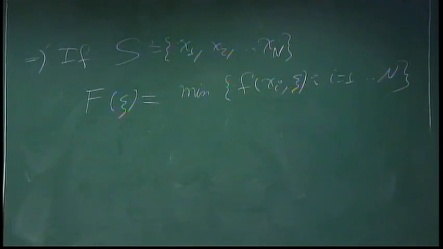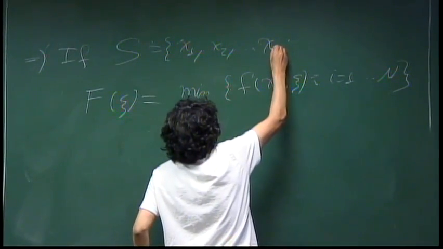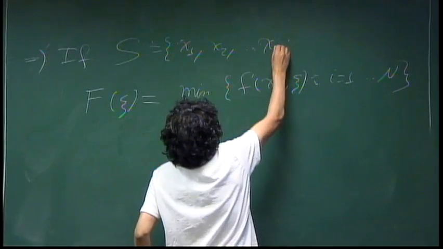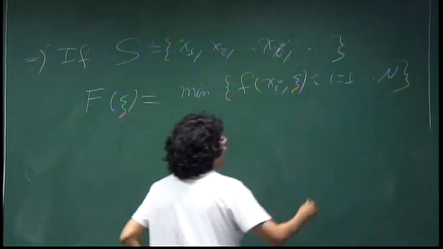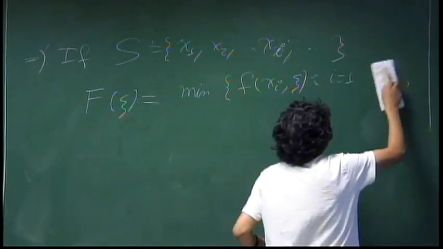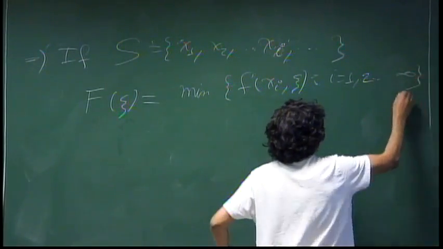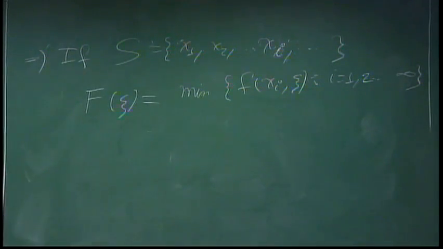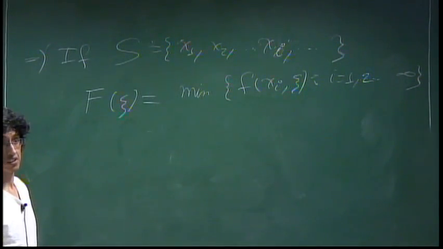Actually, if you have here a countable quantity, 1, 2, and so on, it's going to be still, I mean, this will be still a measurable function because the minimum of a countable number of measurable functions is a measurable function.